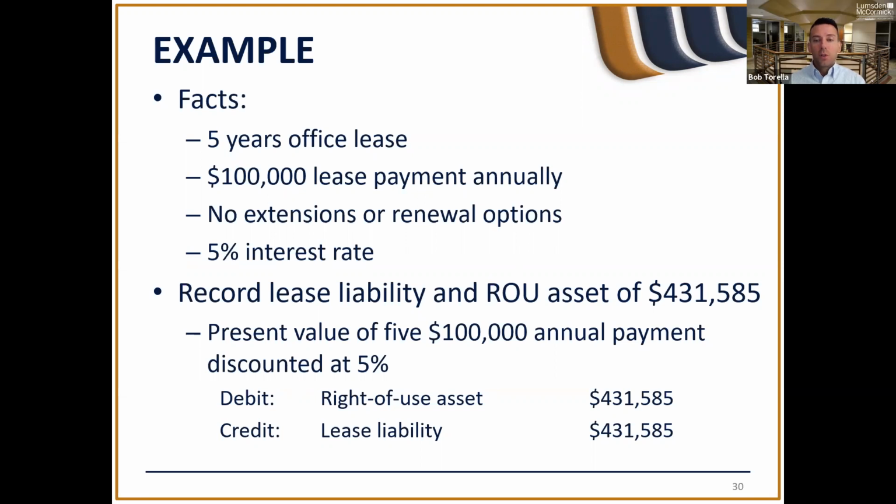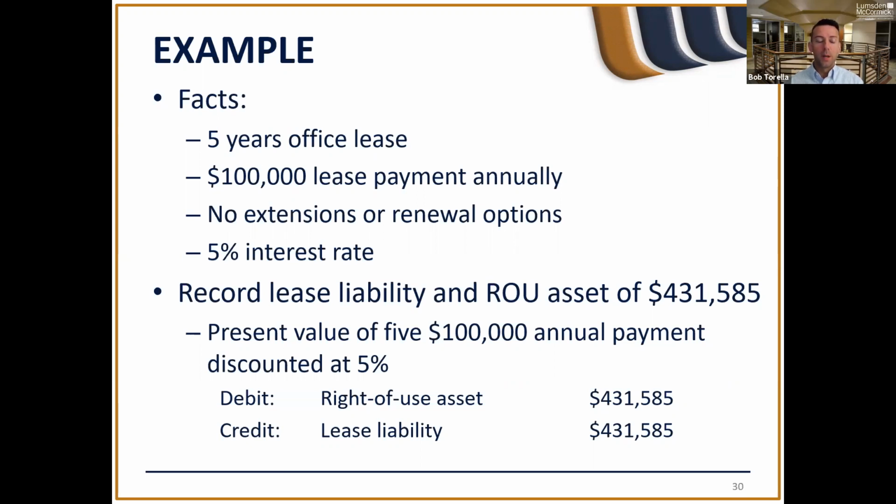So first we need to record our lease liability and right of use asset. How we do that is we present value the $500,000 payment. So $500,000 over the term, discounted at 5%, would give you a right of use asset of $431,000. So debit your right of use asset, credit your lease liability, $431,000.